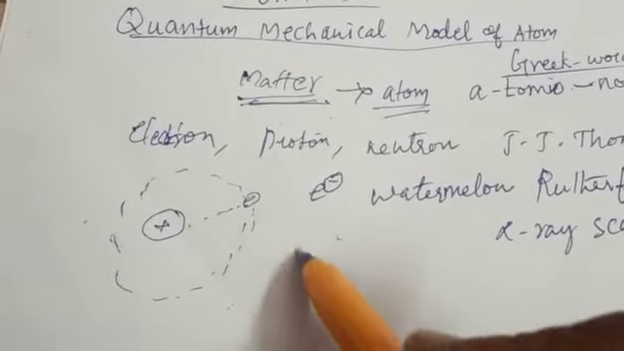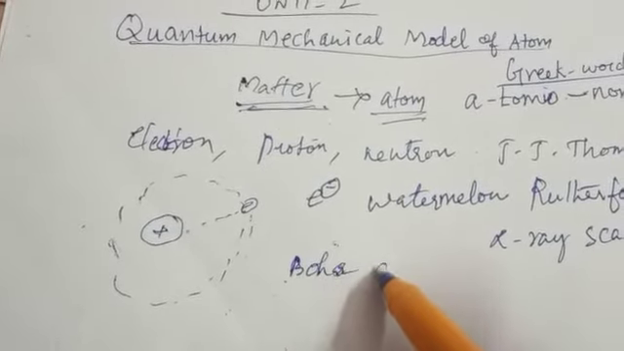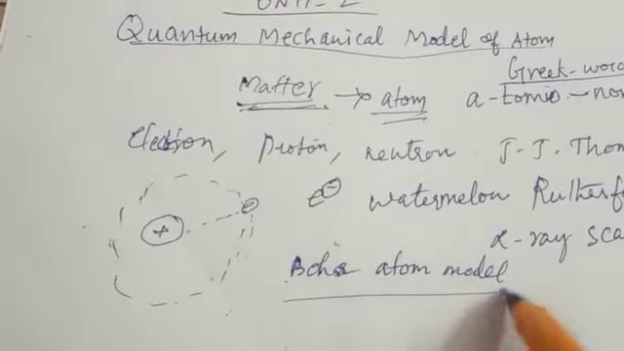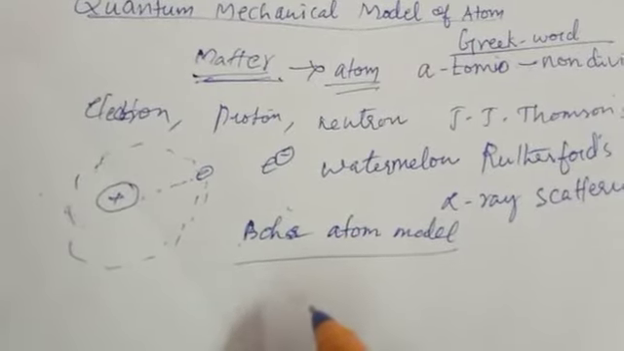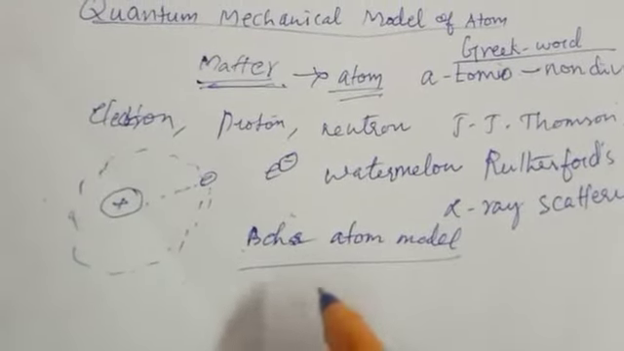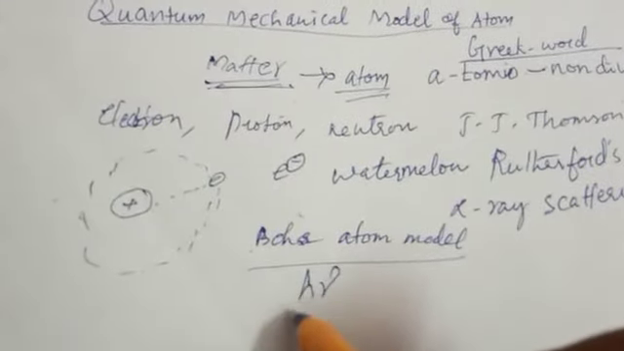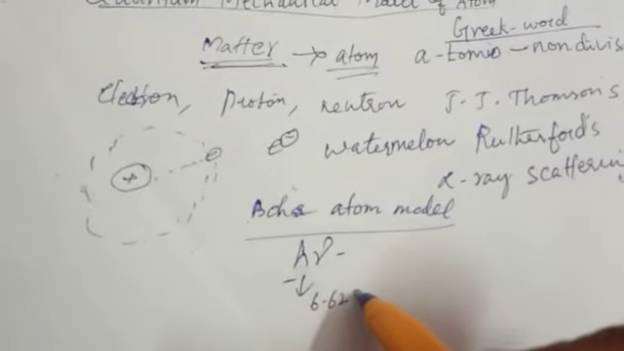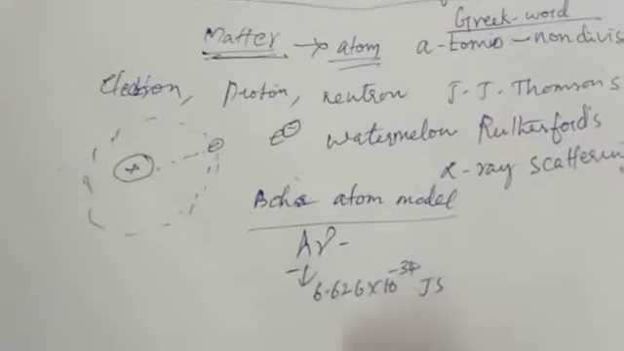That does not happen, and the atom is stable. So came another scientist, Bohr, with the Bohr atom model. The energy of electromagnetic radiation is E equals h nu, where h means Planck constant and nu means frequency. The Planck constant value is 6.626 times 10 to the power of minus 34 joule seconds.